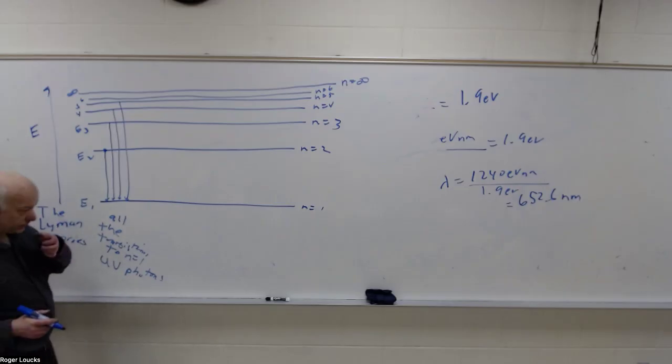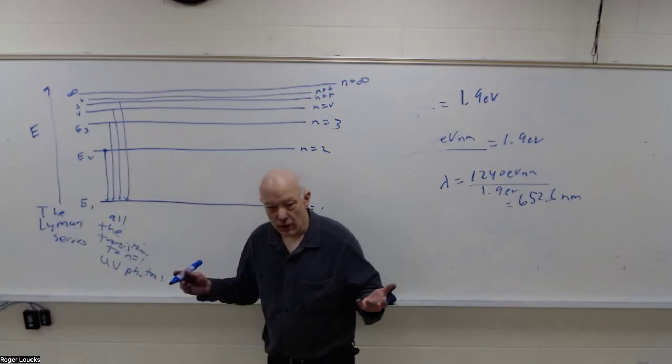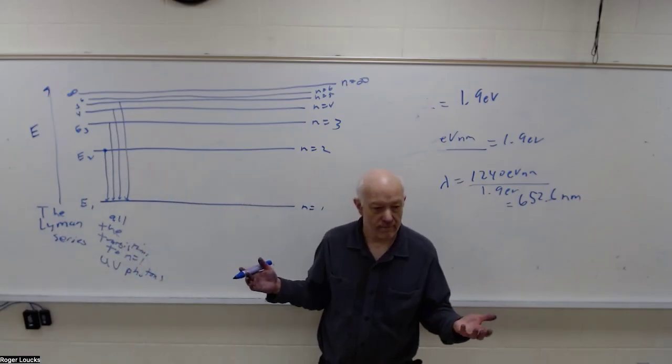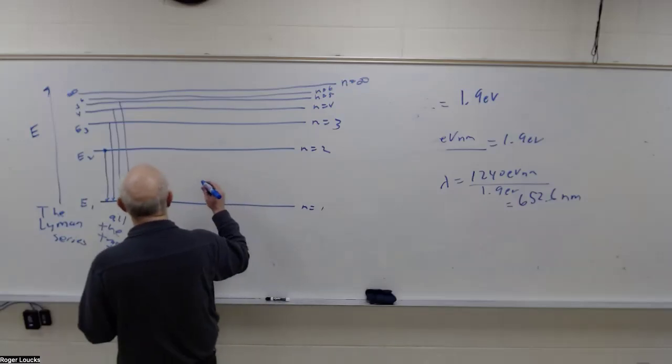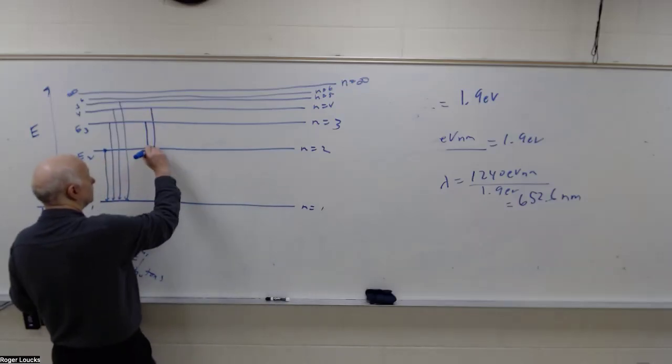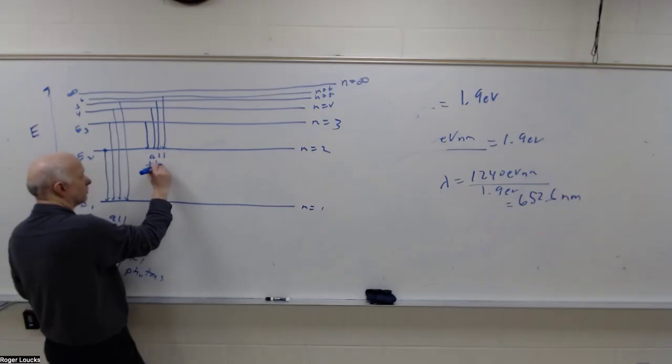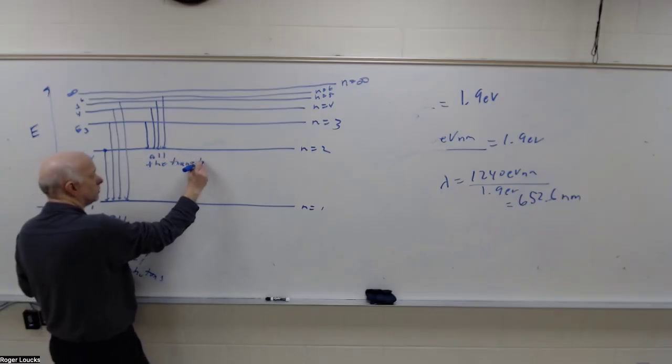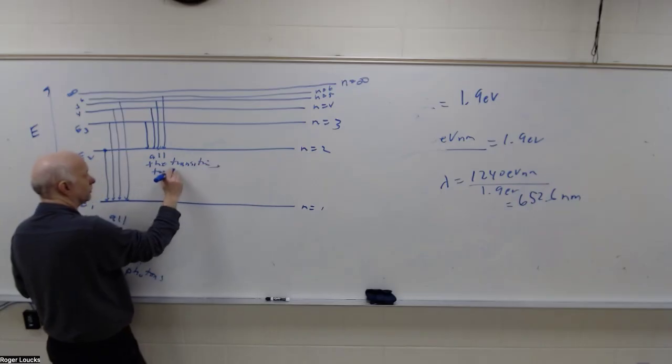They're the Lyman series here. Then we can look at all the transitions too. N equals 2. Maybe this one, this one, this one, this one. So these are all the transitions to n equals 2. These are all visible.